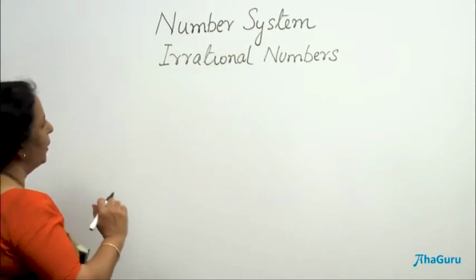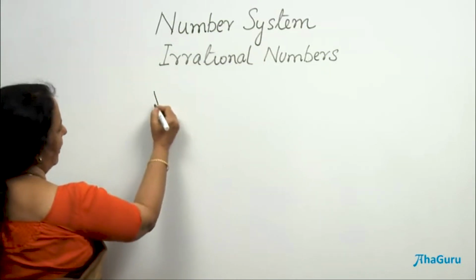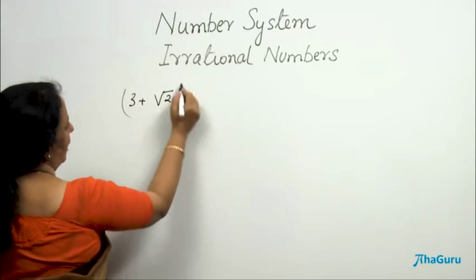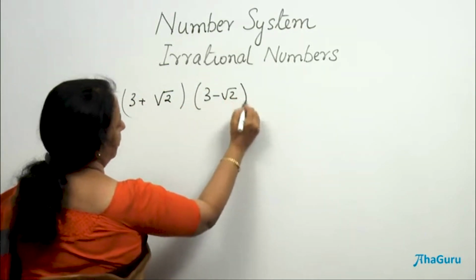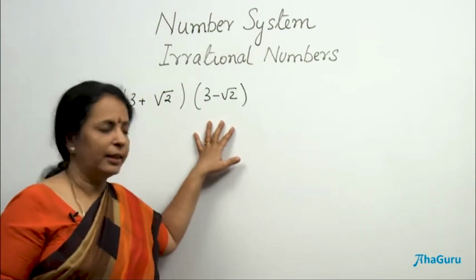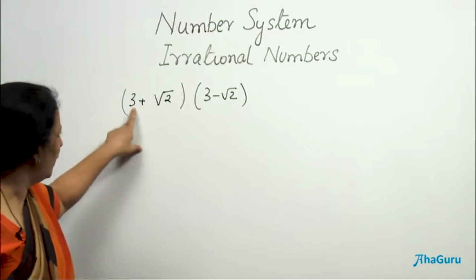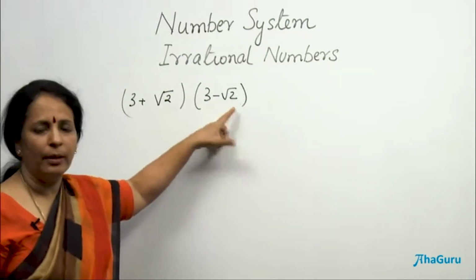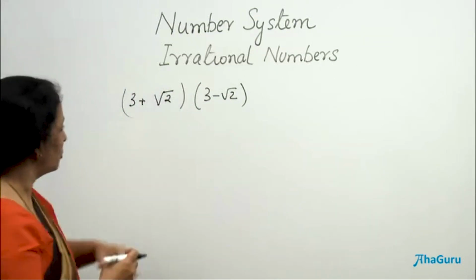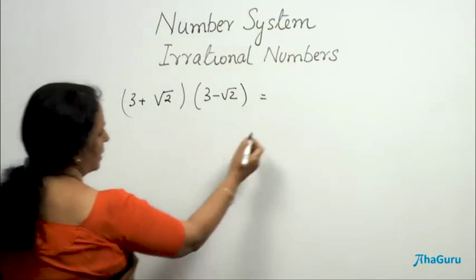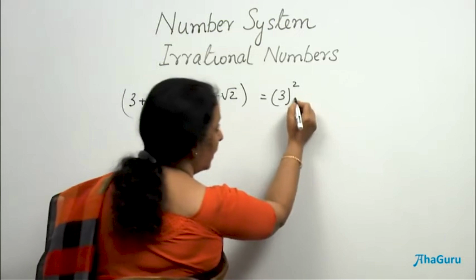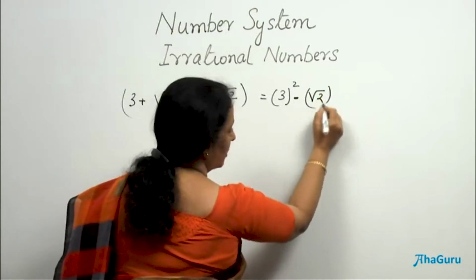Okay, when we were doing multiplication, we learnt something like this, isn't it? Say 3 plus root 2, okay, then I multiplied with 3 minus root 2, and we really used our algebraic identity. Say this is A and this is B. So, A plus B, and this is A minus B, and you know very well A plus B into A minus B is A square minus B square. So, using that, what do we get here? A square minus B square. What is A? 3. So, 3 square, and what is B? Root 2. So, this is root 2 square.